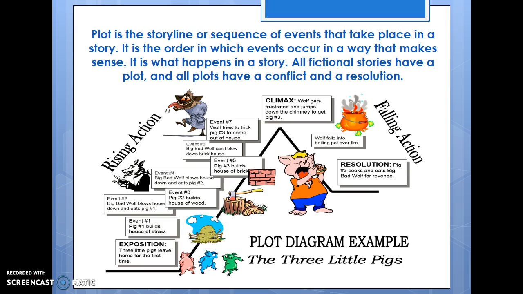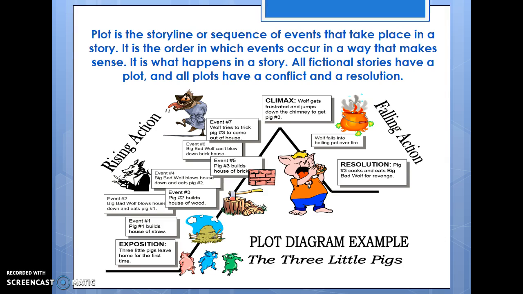Event number 3, pig number 2 builds a house of wood. Event number 4, the big bad wolf blows the house down and eats pig number 2. Event number 5, pig number 3 builds a house of brick. Event number 6, the big bad wolf can't blow down the brick house. Event number 7, the wolf tries to trick pig number 3 to come out of the house.